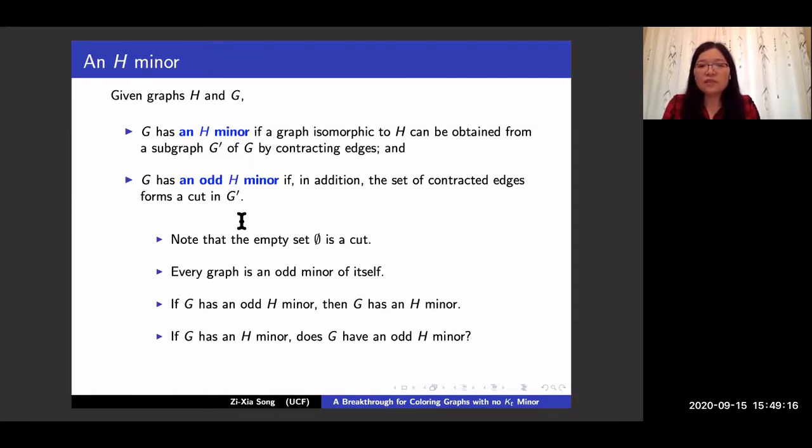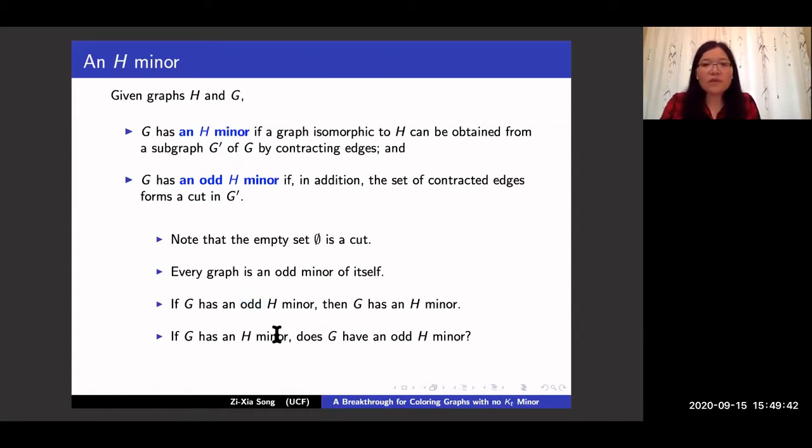So this definition might be really abstract to beginners. In this definition, you need to know the empty set is a cut. So this tells you every graph is an odd minor of itself. Every graph, of course, is a minor of itself, right? So if G has an odd H minor, then G would have an H minor. However, the converse is not true.